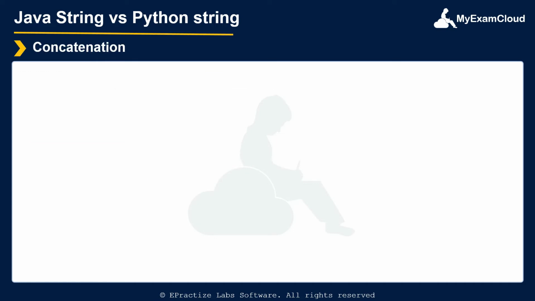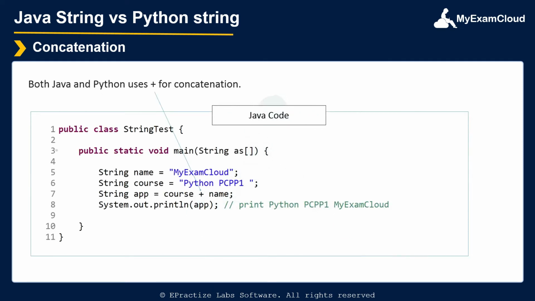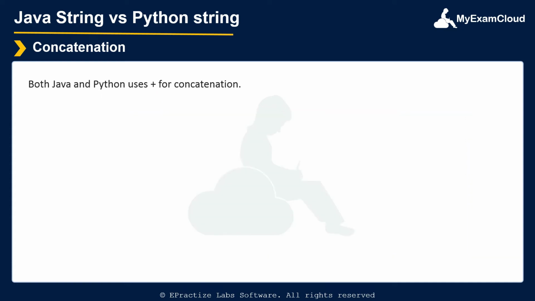Concatenation. Both Java and Python use plus for concatenation. Look at the Java code with string concatenation. Python example.